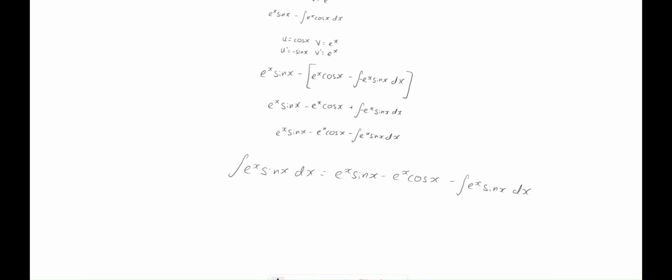So now we collect like terms. So we bring this integral to this side, which gives us this. And originally, we wanted to find the integral of e^x sine x dx. So what do we do from here? We divide it by 2, which gives it to us in this form, which is basically your answer.